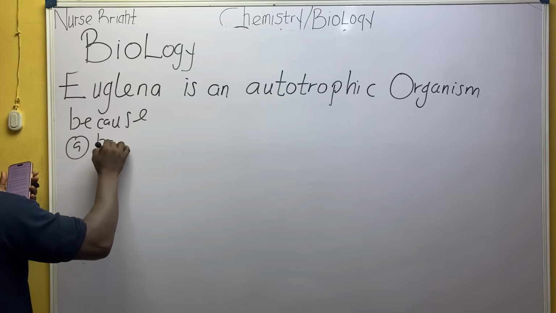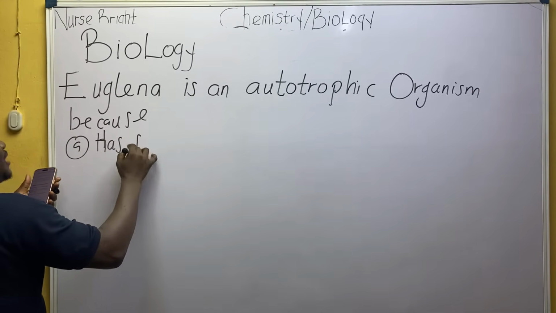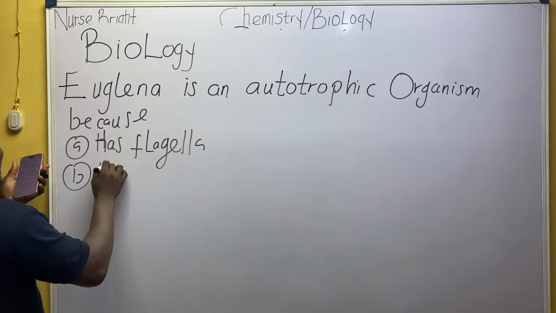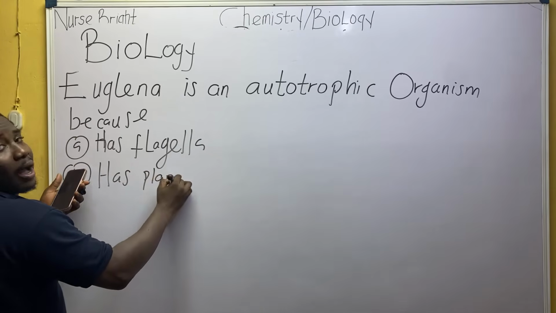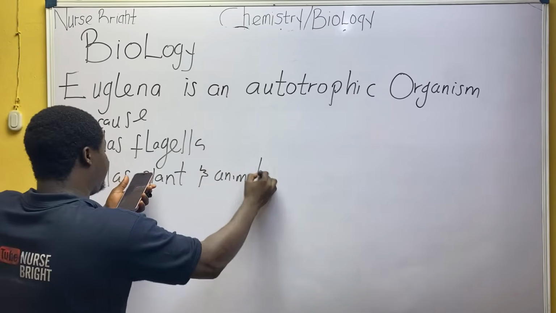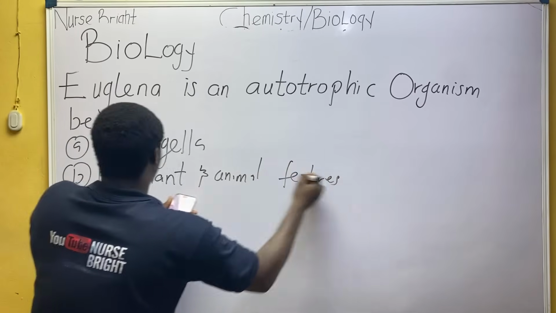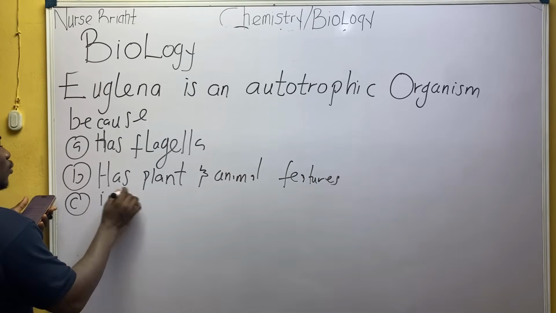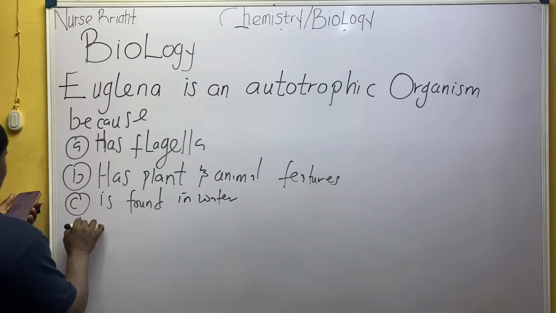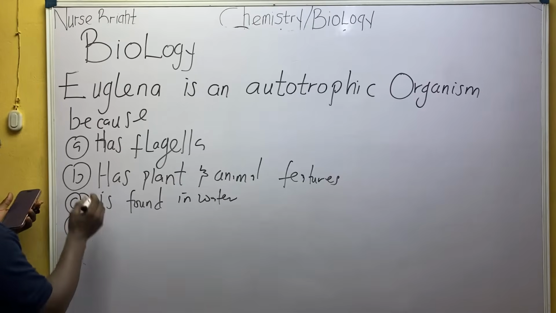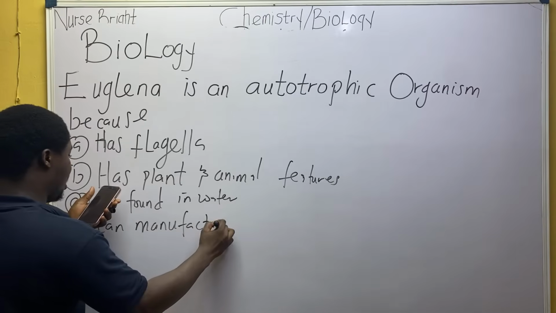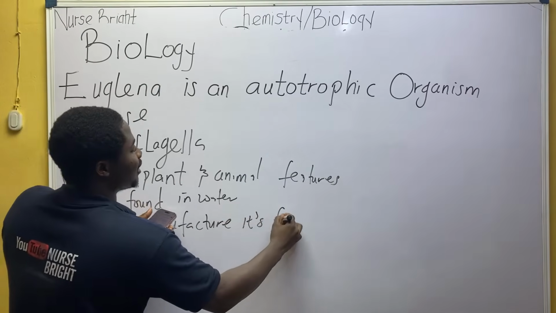Option A, it has flagella. Is that correct? Is it because it moves with the flagella? Is that why it's autotrophic? Option B, it has plant and animal features. Option C, it is found in water. Is that why it's autotrophic? Think well though. Option D, it can manufacture its own food. Class, what is the answer?